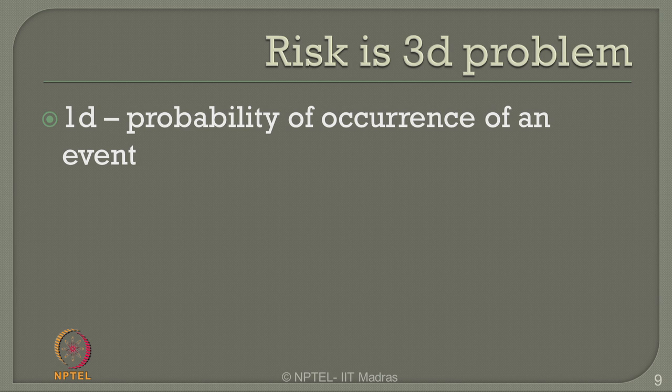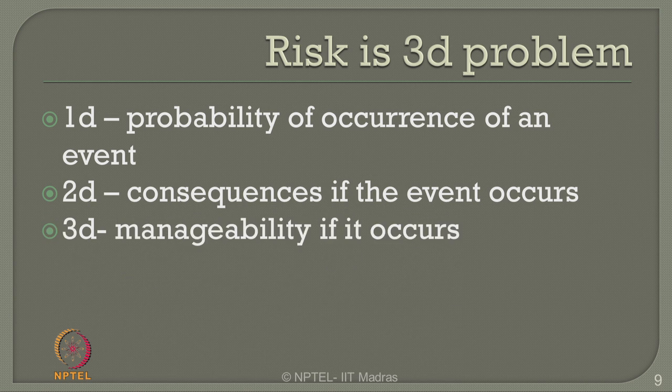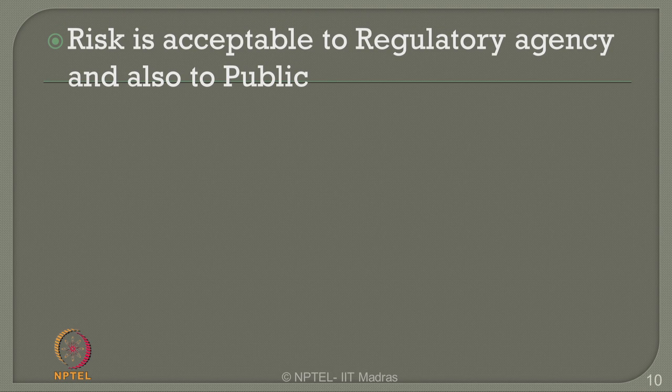Dear friends, we have clearly understood that risk is a three-dimensional problem. The first dimension comes from the probability of occurrence of any event. The second dimension is associated with the consequences if the event occurs, and of course the third dimension is manageability of the event if it occurs. So, the third one is clearly called risk management. The first and second one are called risk assessment. Risk, of course, is acceptable to regulatory agencies and also to the public, which is predefined in the literature.